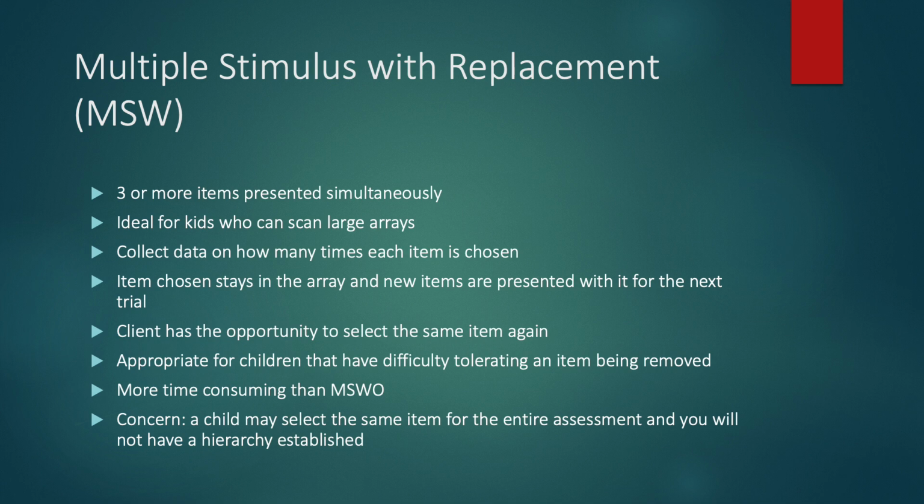And then, as I mentioned, the client in this assessment really does have the option to just choose the same item over and over. And if you do have a client that ends up choosing the same item over and over, then you won't be able to establish a ranking or a hierarchy of preferred items to least preferred items. So that is one of the downfalls of this particular assessment.